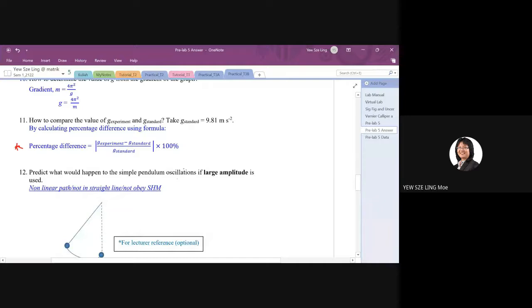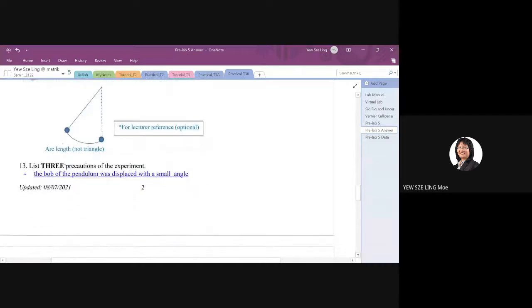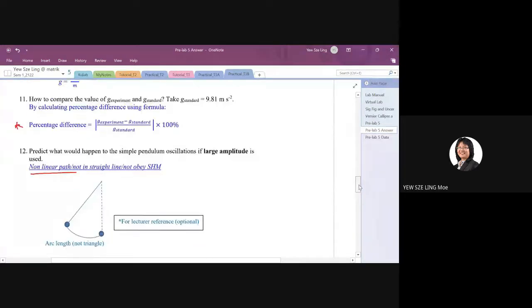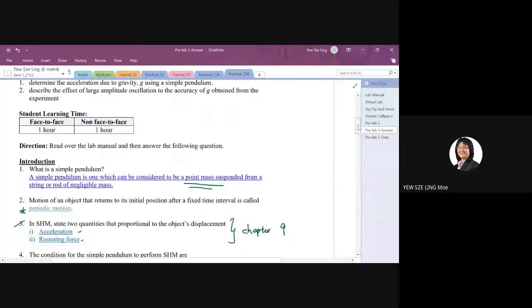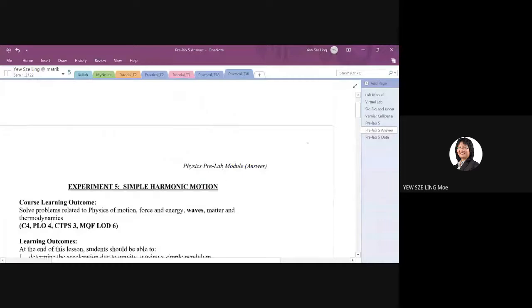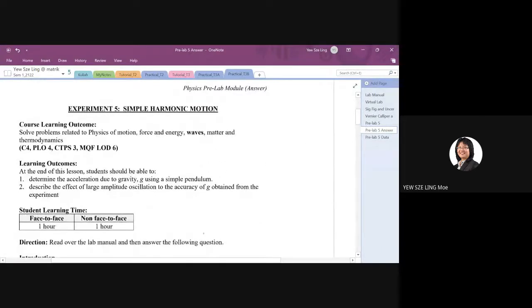Predict what will happen if you use a large amplitude: then the plot is no longer a linear plot. All right, that is the answer. So precautions, all those things I will leave to you. Precautions and suggestions, I'm not going to discuss with you. All right, so that marks the end of the pre-lab. Pre-lab is very simple, nothing much to see.